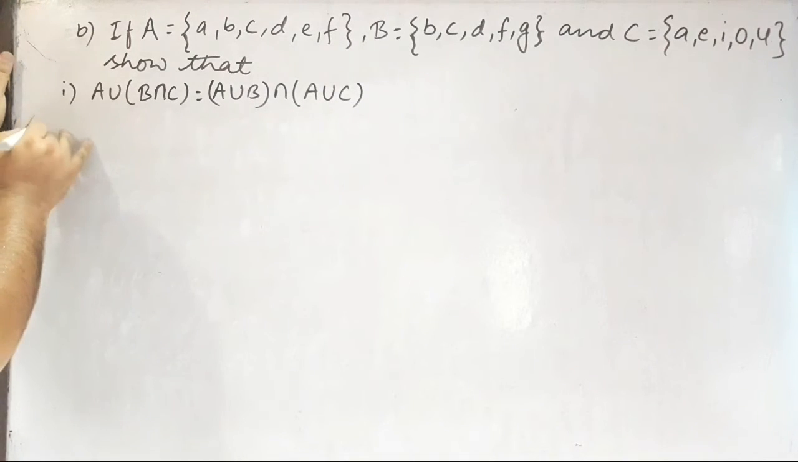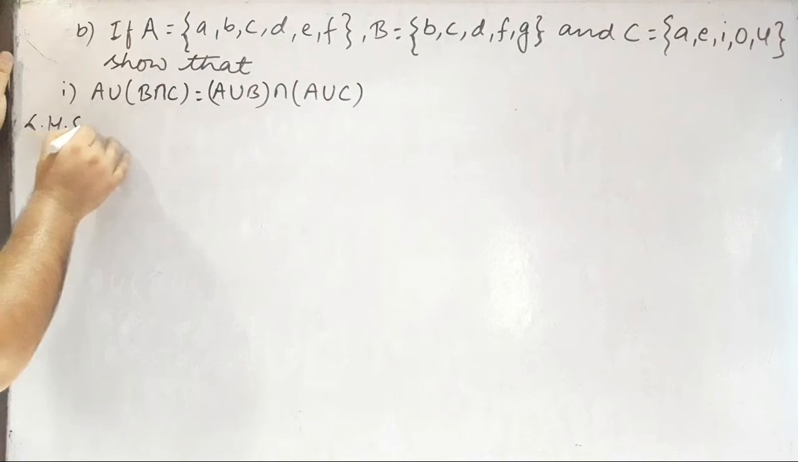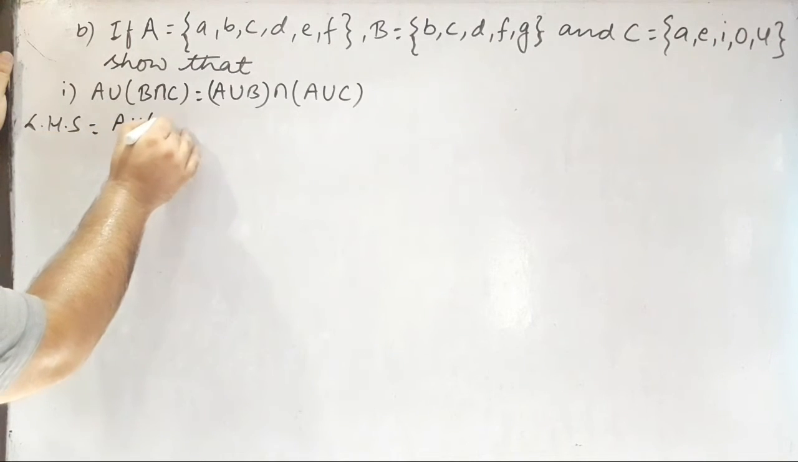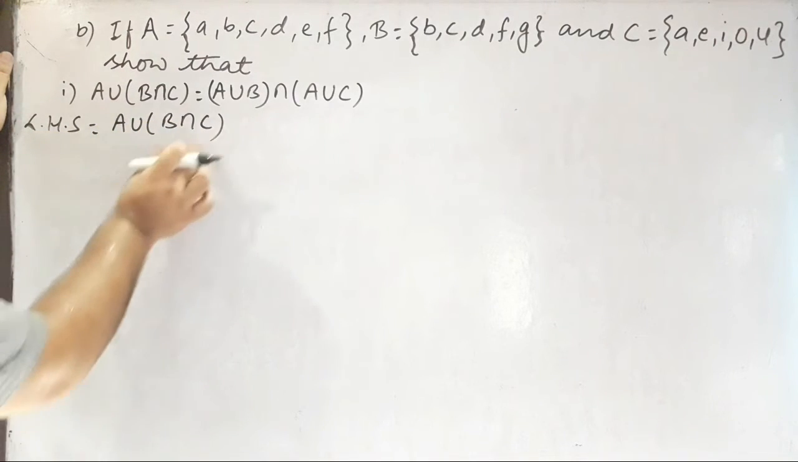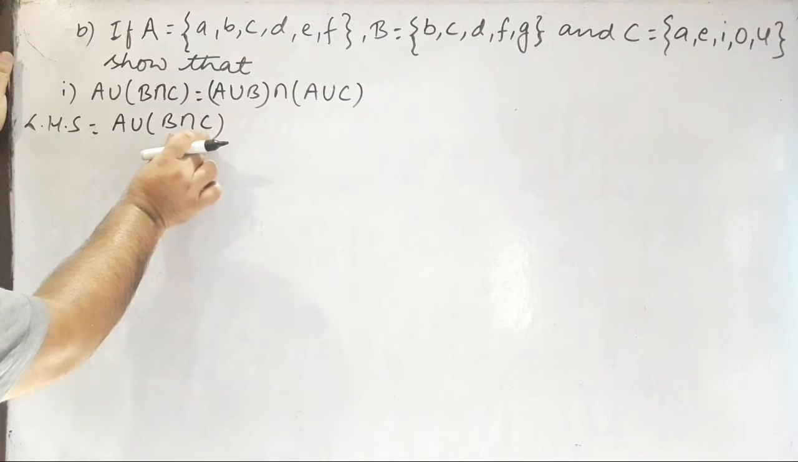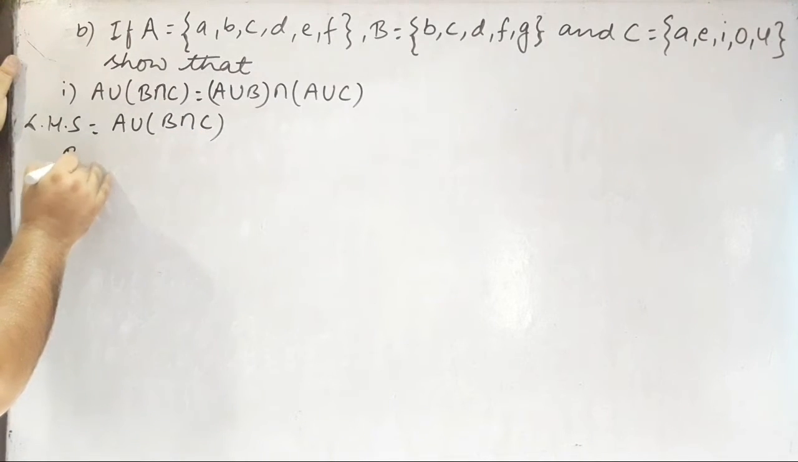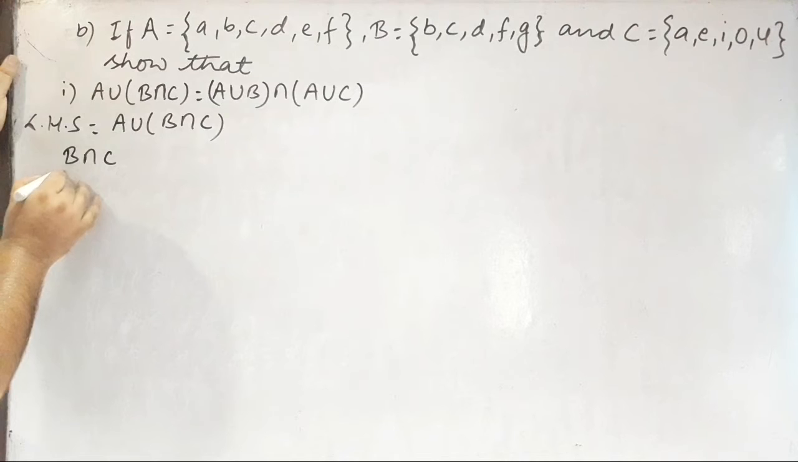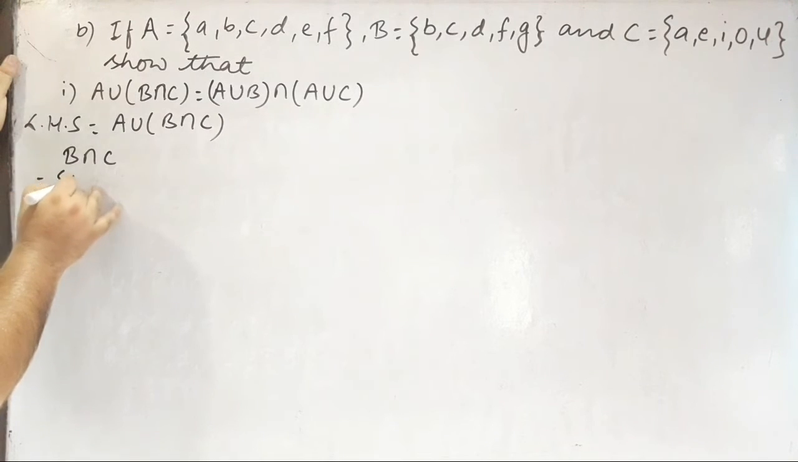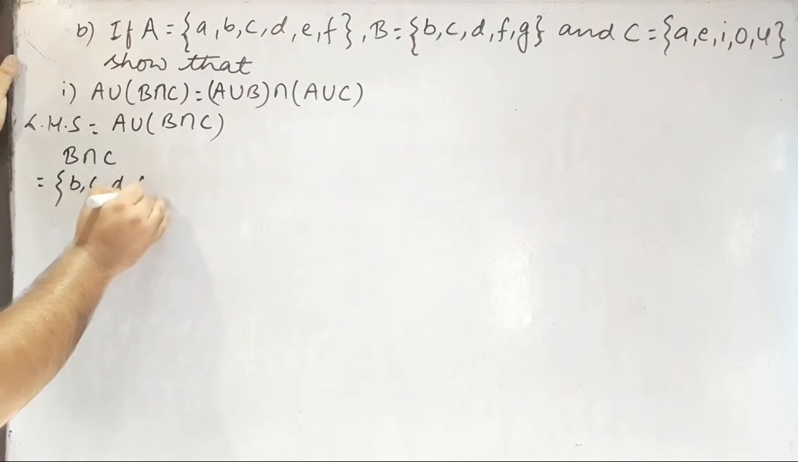Let us do from the left hand side. A union (B intersection C). We shall do inside the bracket at first, the operation given inside the bracket, B intersection C. The elements of B: b, c, d, e, f, g.